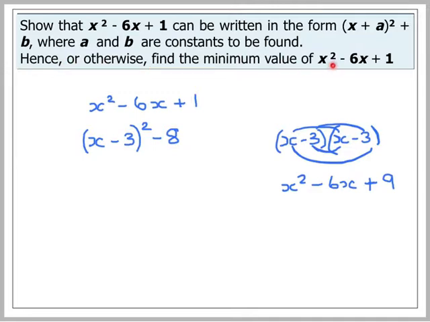Final bit here, hence or otherwise. So hence or otherwise means use that or just work it out yourself, but obviously we've done that for a reason and we're going to use that to find the minimum value of my expression. So the minimum value will occur where this bracket is equal to 0, at which point x would have to be 3. So when it was 0, the minimum possible value that the expression could ever have would be minus 8. So the minimum must be at minus 8.